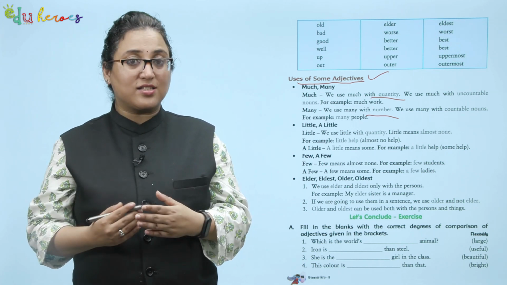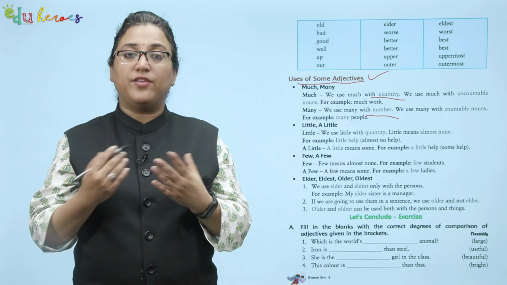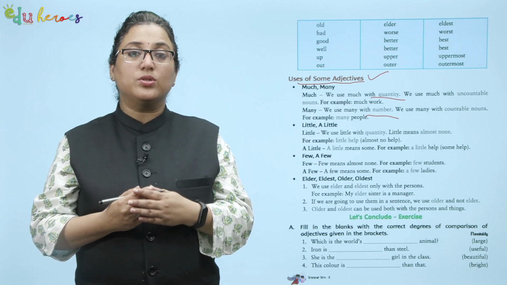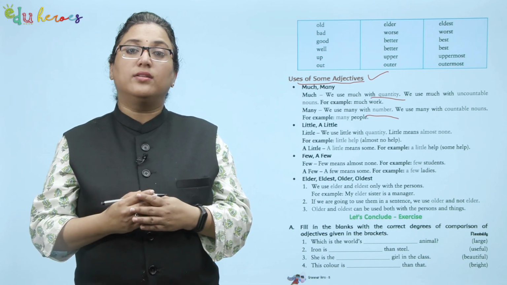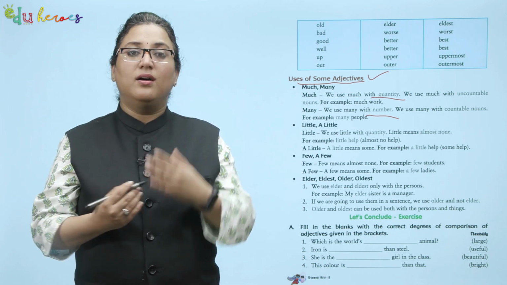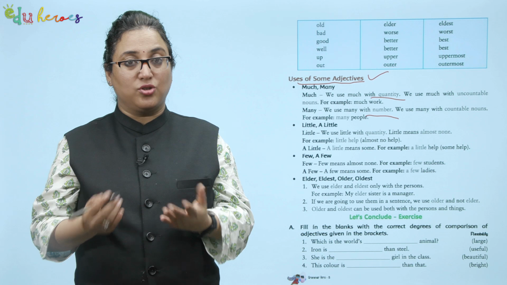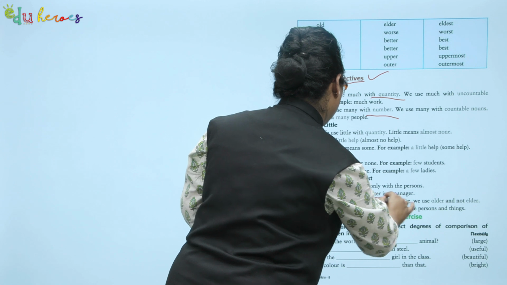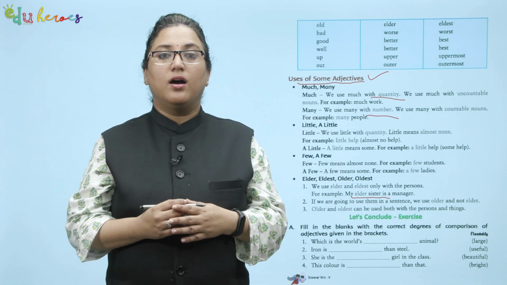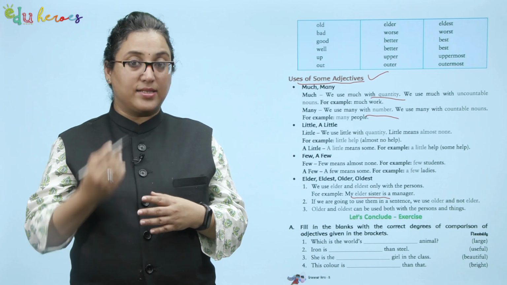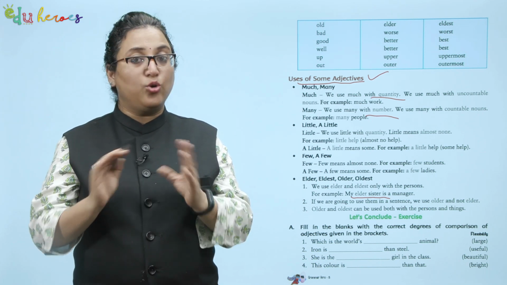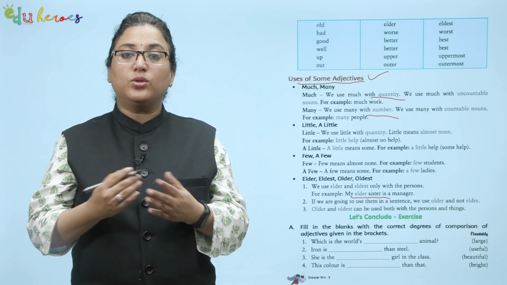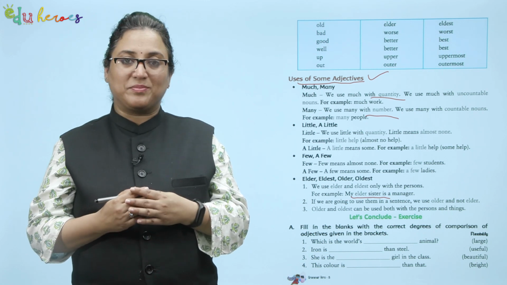Elder, eldest, older, oldest. This is very, very common and children usually make errors in this. We use elder and eldest only with the persons. For example, my elder sister is a manager. Now, sister is a person here. My elder sister. If we are going to use them in a sentence, we use older and not elder. Older and oldest can be used both with the persons and things.